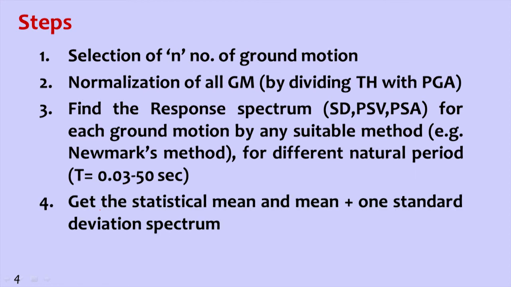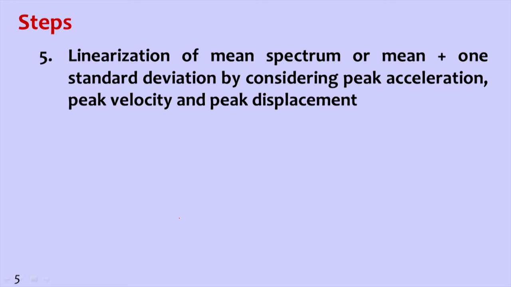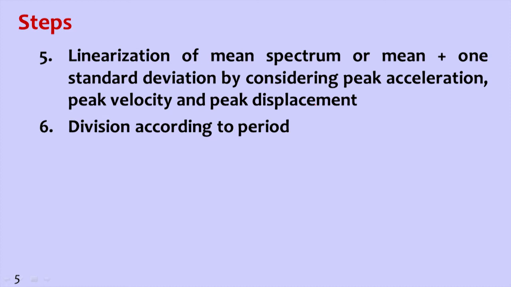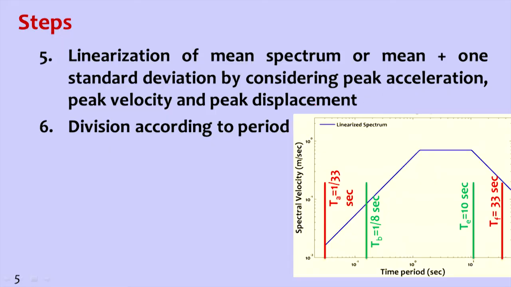And then step 4. In step 4, get the statistical mean and mean plus 1 standard deviation spectrum. Then linearization of the mean spectrum or mean plus 1 standard deviation by considering peak acceleration, peak velocity and peak displacement, depending on the type of curve we are using, and division according to the period. Newmark and Hall have suggested certain periods where we can draw straight lines in between. As you can see, 1/33 seconds is one period, then 1/8 seconds, 10 seconds and 33 seconds. These we can call the control points.